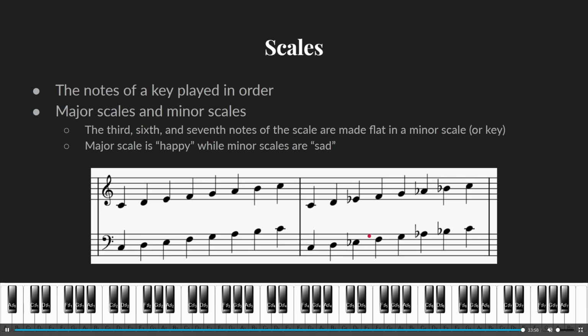So when you put that together, you know, that sounds kind of more sad, more melancholy than the other scale that I played. And that's kind of because of these 3 notes that we've changed to make B flat. It's one of the big things of writing music, the major versus the minor scales. And so we'll get into that soon.